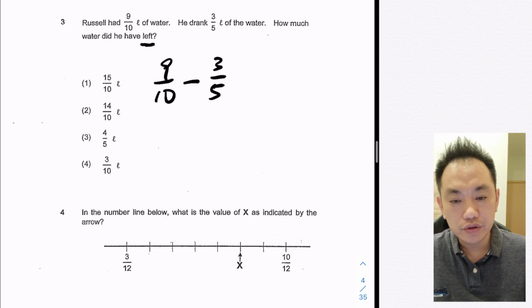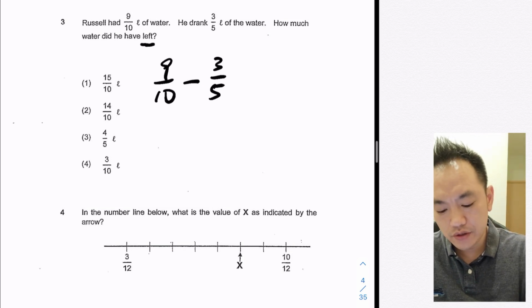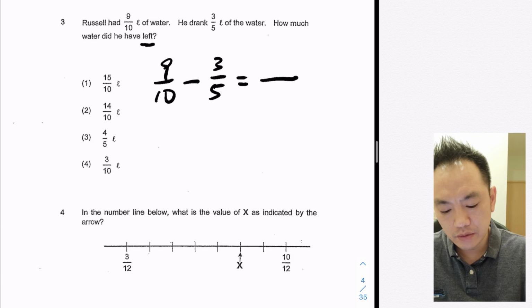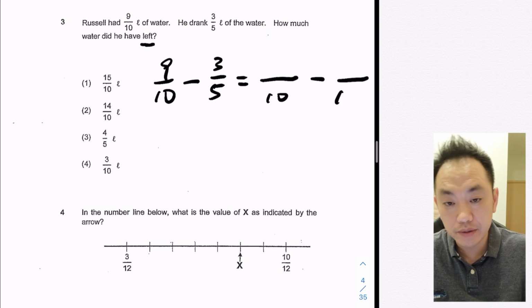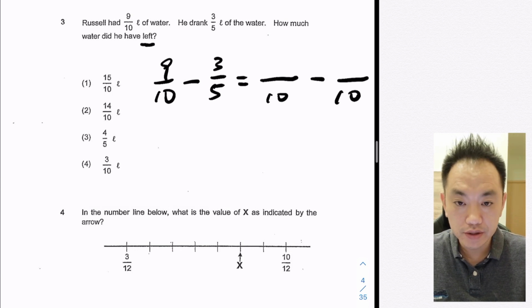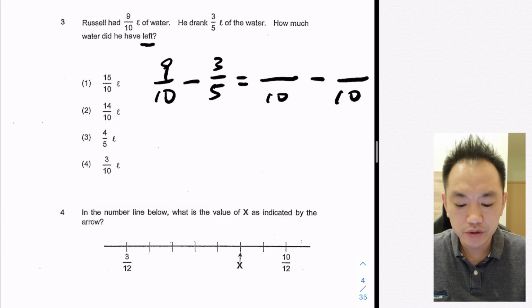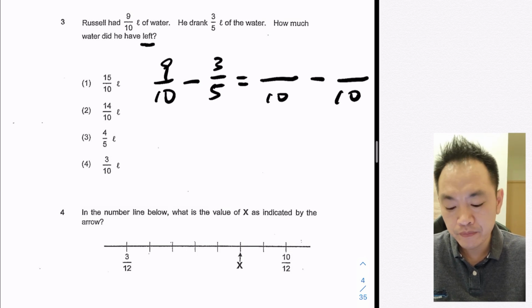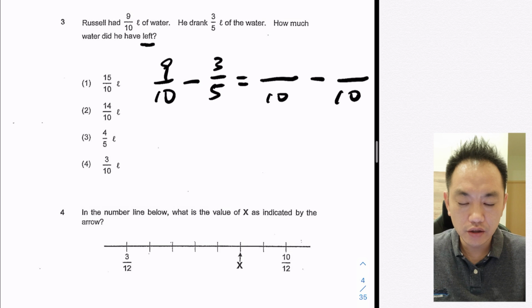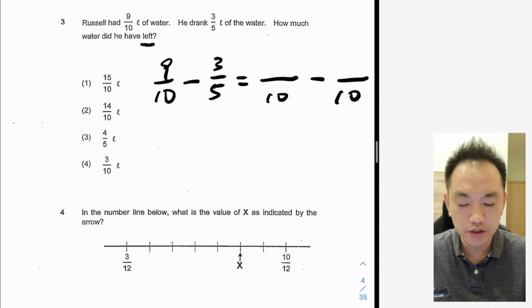Okay, so when you want to do any addition or subtraction of fractions, what you need to pay attention to is that you need to make sure the denominator, or what we call the bottom of the fraction, is the same. So if you look at the bottom, one number is 10 and the other number is 5. Okay, so what's the common number you can turn them into? Basically it's 10, because 5 times 2 equals 10. So you need to convert both fractions to have the same denominator in order to do subtraction or addition.